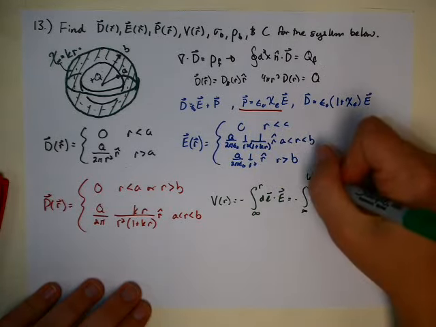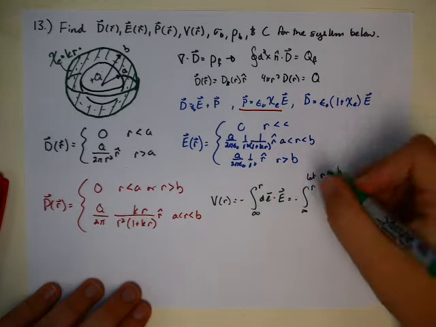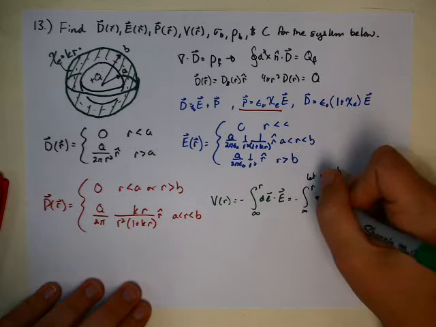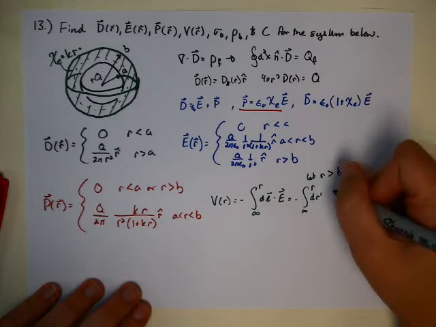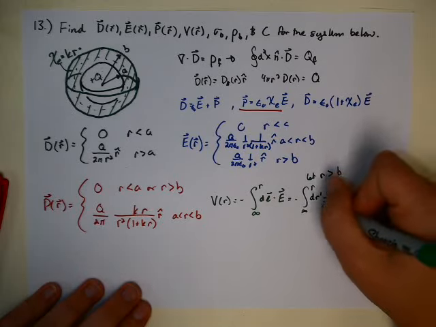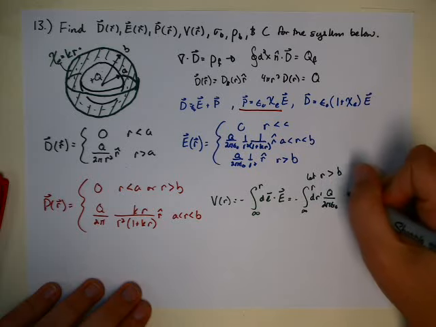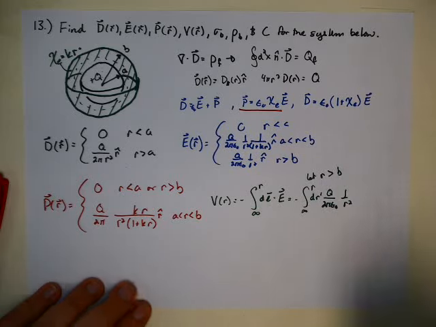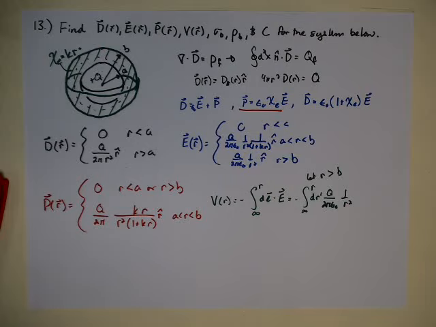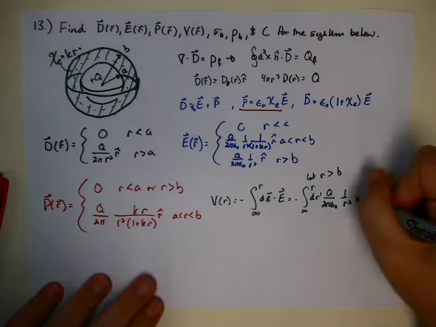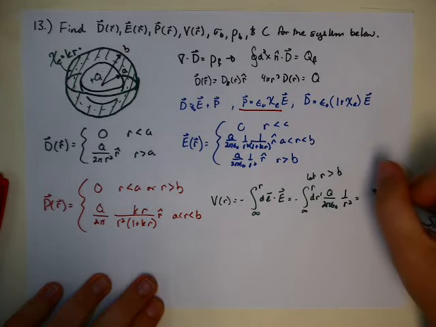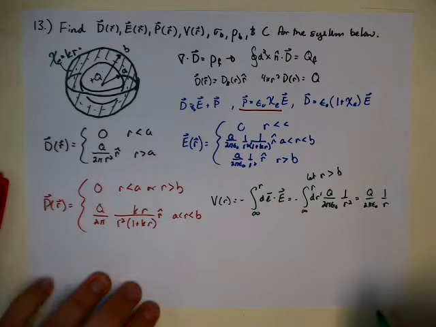So let r be greater than b, and then minus the integral from infinity to r, dr prime, q over 2 pi epsilon naught, 1 over r squared. And so for this first part, we're going to get the rather expected expression of q over 2 pi epsilon naught, 1 over r.